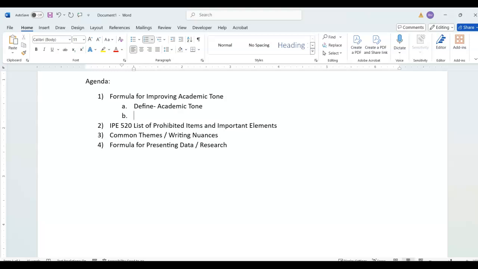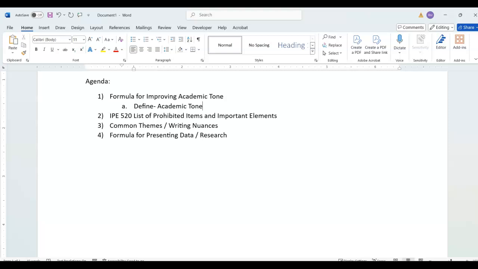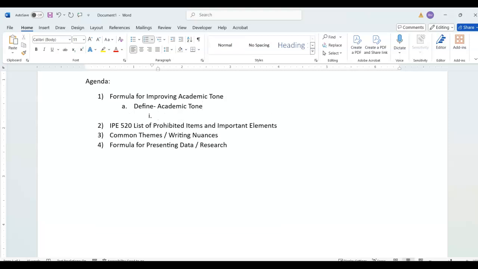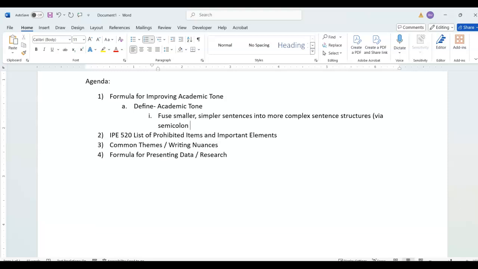The first step is to fuse smaller, simpler sentences into more complex sentence structures. As you see in your diagnostic writing packet, the best way to do this is via a semicolon use. You can think of the semicolon as a glue to combine two smaller sentences into more complex sentence structures.